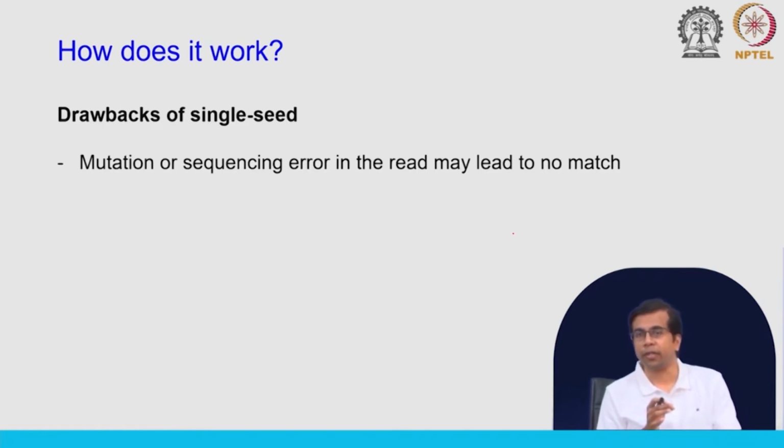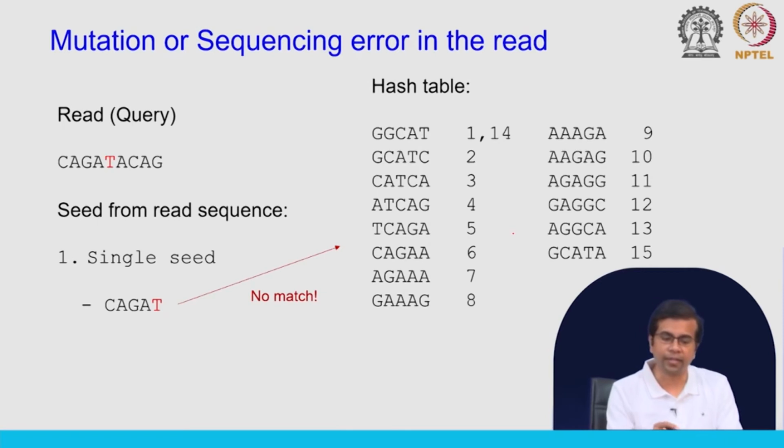Now, what would be the major drawback? Why don't we use this most of the time? Because if you have a mutation or sequencing error in the read, this may lead to no match. So, you may not be able to find that seed in the hash table. Imagine this example: instead of this A here, you have a T. In red, this is the mutation or sequencing error in the read, and when we compare against the hash table of the reference sequence, we do not see any match.